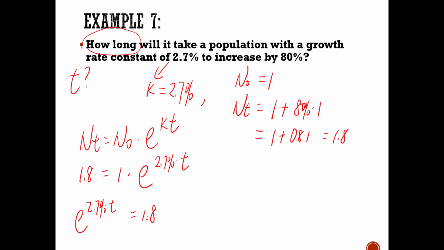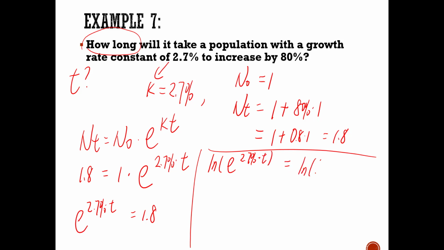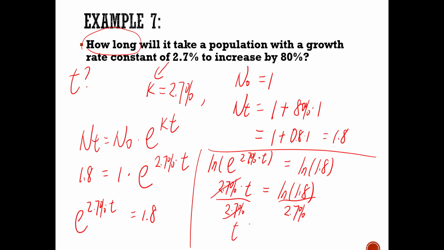And we take an ln of both sides of the equation. That's equal to ln of 1.8. Then simplify a little bit, so we get 2.7% times t equal to ln of 1.8. And we're going to solve for time t by dividing both sides of the equation by 2.7%. Cancel that, time t is by itself, so we end up with ln of 1.8 over 2.7%.